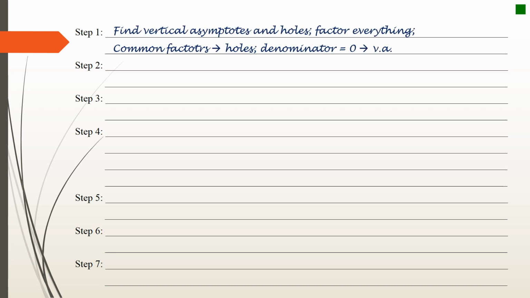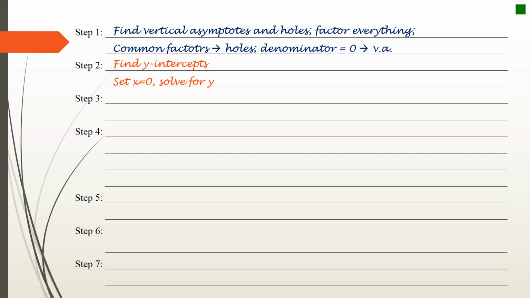We'll factor everything. Any of the factors that are in common in the numerator and the denominator are going to give us holes, and we're going to find out where that hole is. Now, if there's a factor in the denominator that is 0, that's our vertical asymptote. So we would say x cannot equal this number, but x equals this is the line of our vertical asymptote.